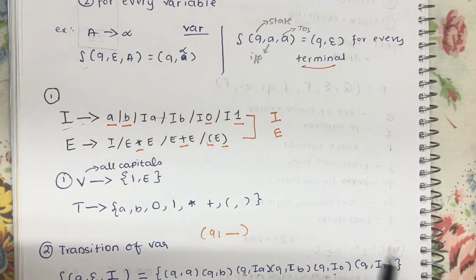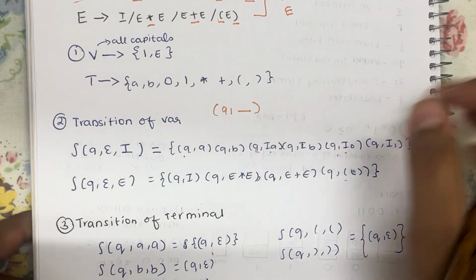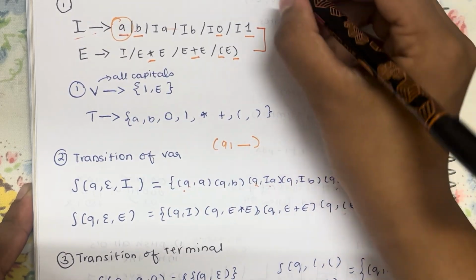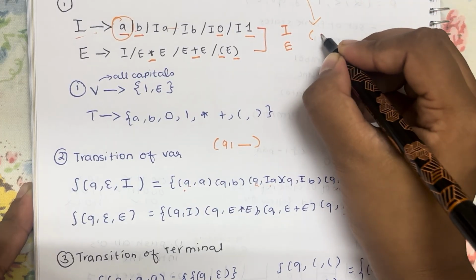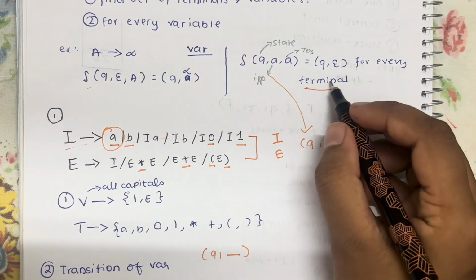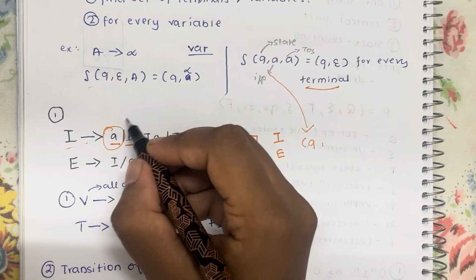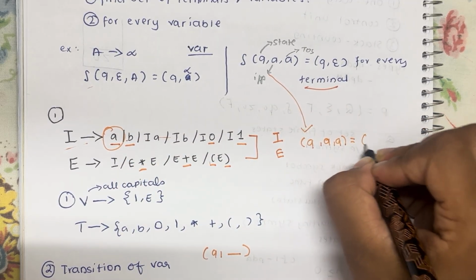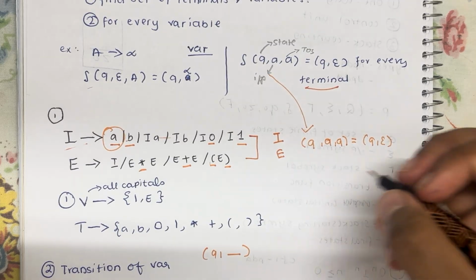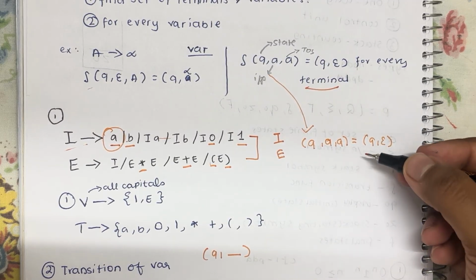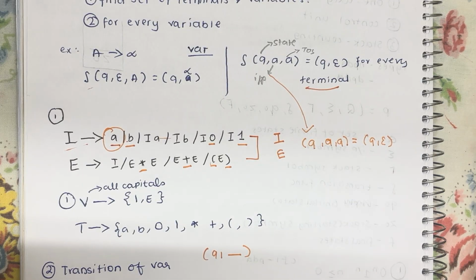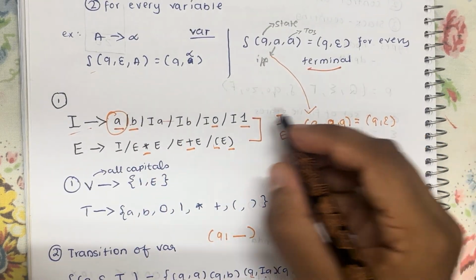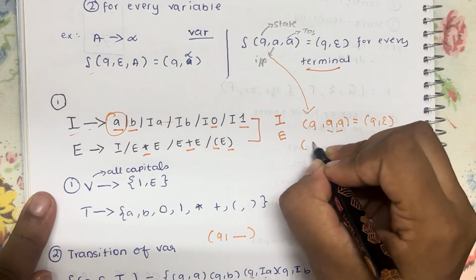Now, terminals are even easier than that. I'll take an example here. We have a right here. You're going to use this formula and write Q, comma, a, for our terminal, and you're just going to put equal to Q, comma, epsilon. Every single terminal is going to be equal to Q, comma, epsilon no matter what. So all you do is write each individual terminal in the same way.